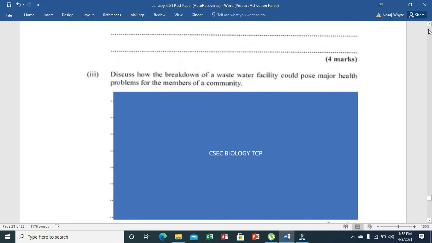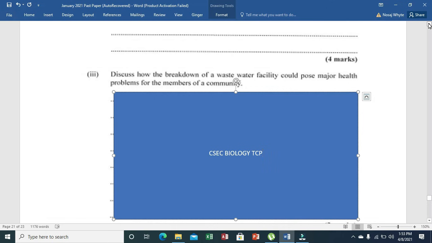So we move on to our next question, which is going to be: discuss the breakdown of wastewater facility. Discuss how the breakdown of wastewater facility could pose major health problems for members of a community.